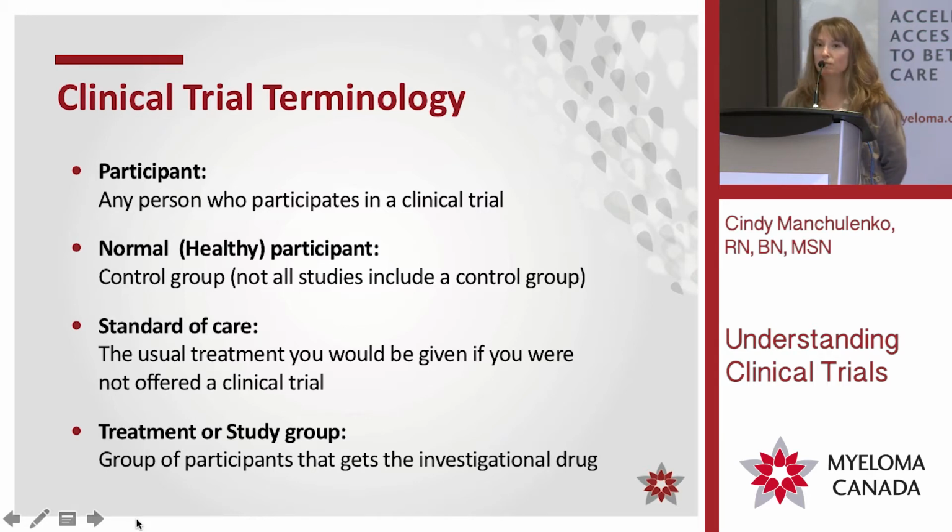So first, let's go through some of the jargon, some of the lingo. A participant, that's you. That's anyone who participates in a clinical trial. There's also a normal healthy participant. This is usually used for control groups. Sometimes they'll do studies where they're looking at the healthy population, somebody without cancer, and comparing to a patient with cancer. Standard of care is basically the treatment you would normally get if you weren't going to go on a clinical trial. And the treatment or study group is the group of participants that actually get the investigational drug, the study drug.